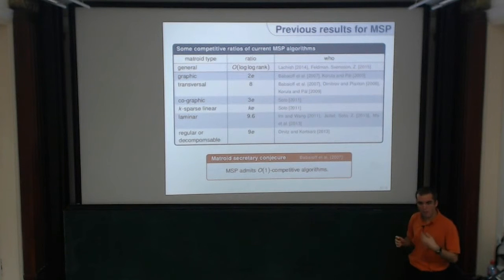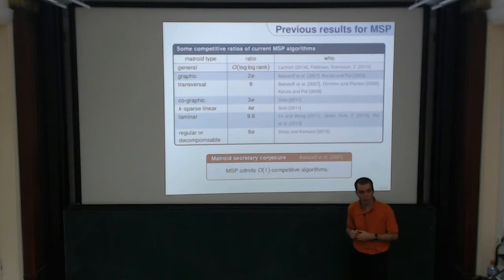obtained. So again, competitiveness is the following. We're interested in comparing the expected value of our algorithm against the offline optimum, and we look at this ratio. It's the worst case ratio over all instances. That's the competitive ratio.